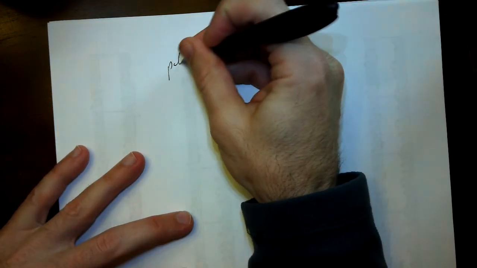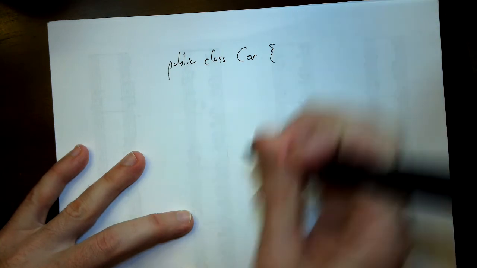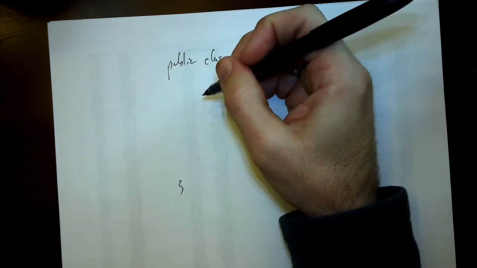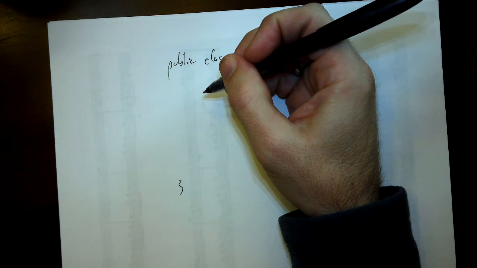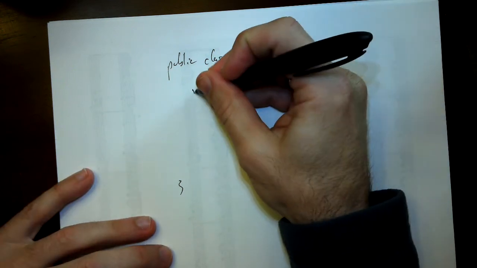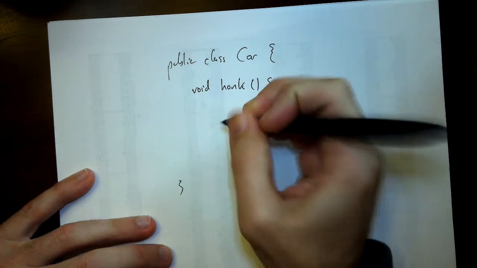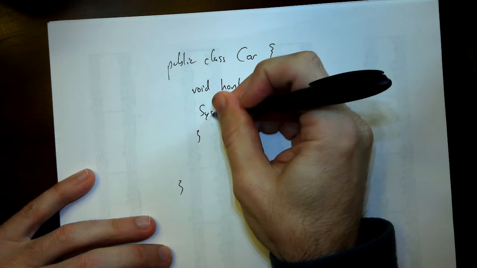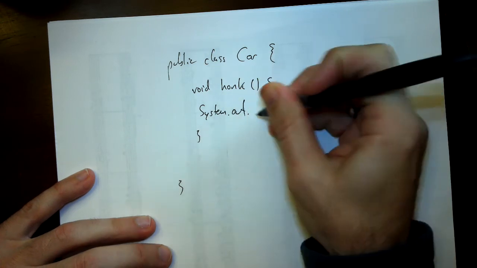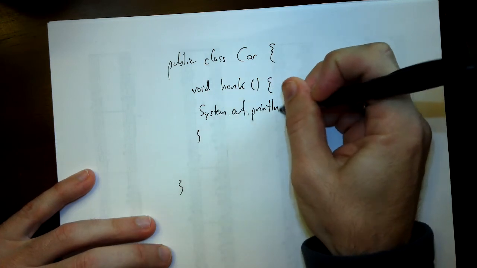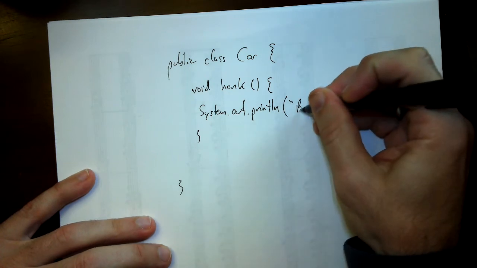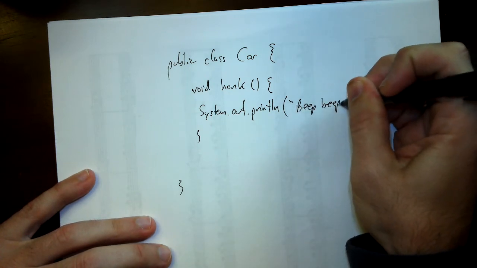So let me give you an example of a method that I might write. So I have a public class car, okay? And inside my public class car, I might have a method called honk. All right, and all it does is print out beep, beep.